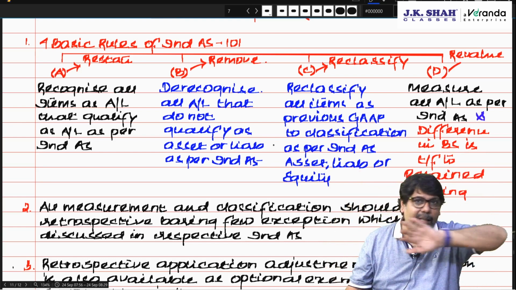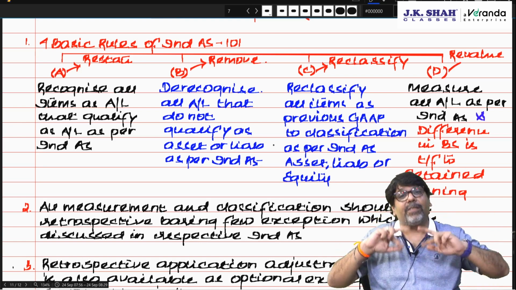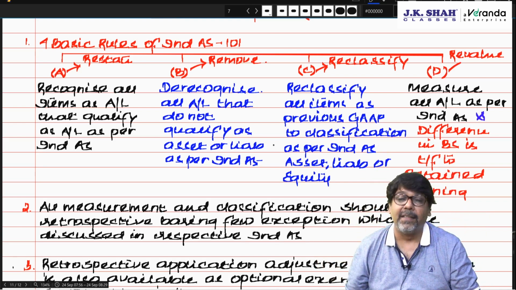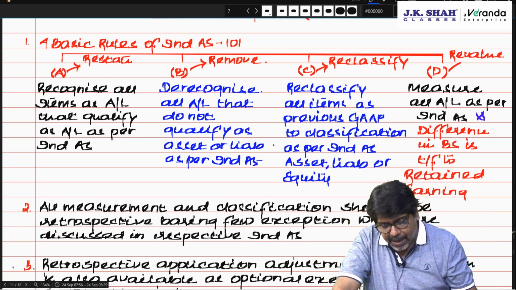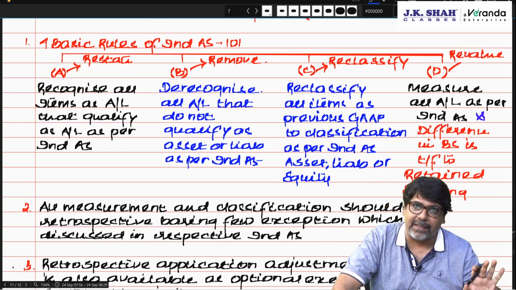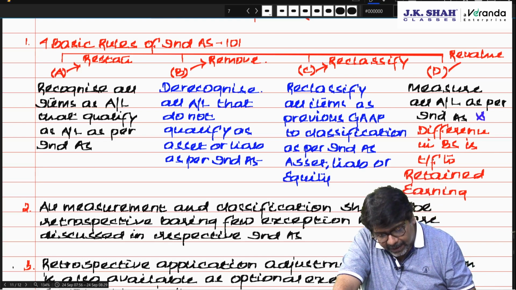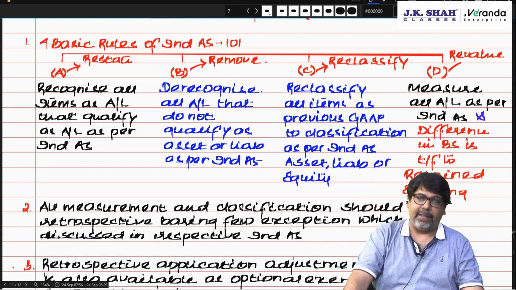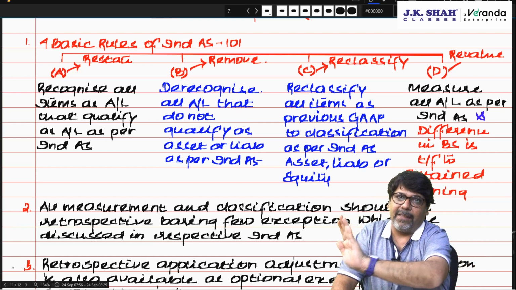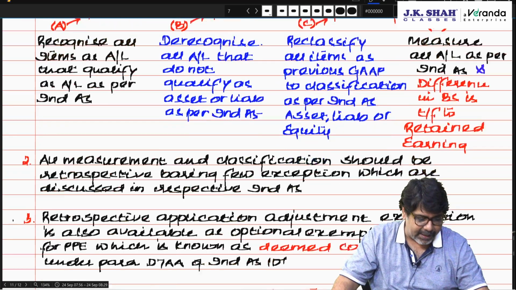So first remove those assets and liabilities which do not qualify as per Ind AS. Recognize assets and liabilities which qualify as per Ind AS. Then reclassify, and your balance sheet will come proper as per Ind AS. But the valuation part, chartered: measure assets and liabilities as per Ind AS. Now measure all the assets and liabilities after you have done the reclassification as per Ind AS, and the difference in the balance sheet is transferred to retained earnings. Remove, include, reclassify, value as per Ind AS. The new balance sheet will not tally because you have changed the valuation. The difference will go to retained earnings.